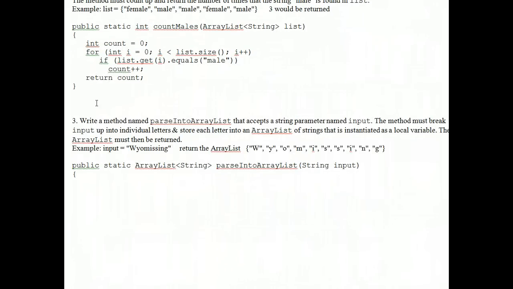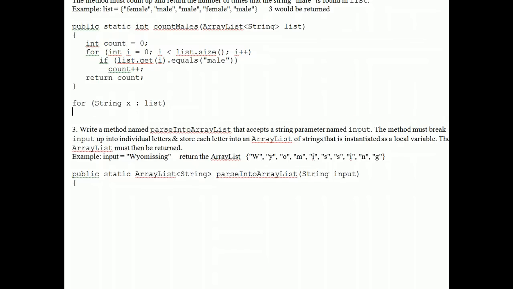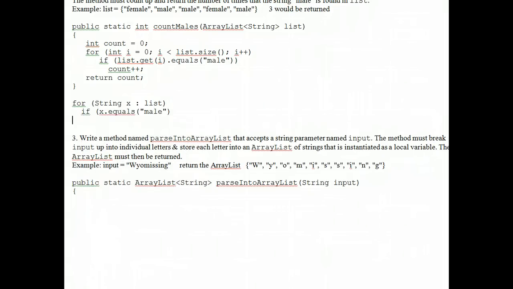Here's an alternate answer if you prefer an enhanced for loop, or for each loop. You would still have int count equals 0, but the for loop part of it would look something like this. For String, I'll just say x, and the string is coming out of the ArrayList list. We still don't need curly braces because now we simply have the if statement: if x dot equals "male", count plus plus. That's it, folks.